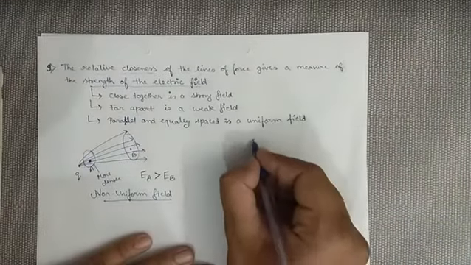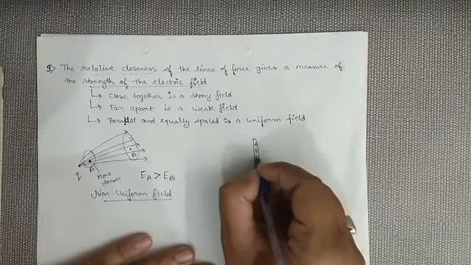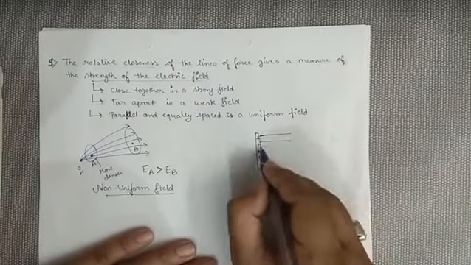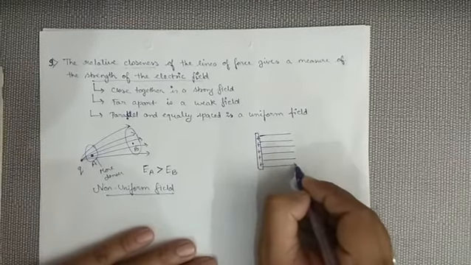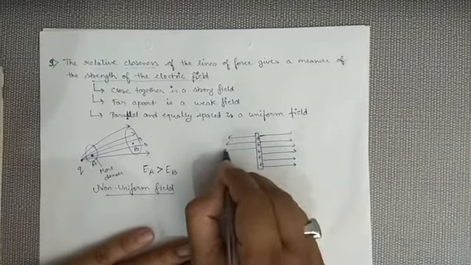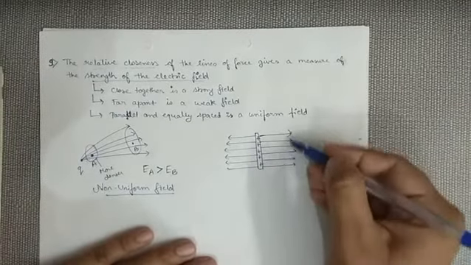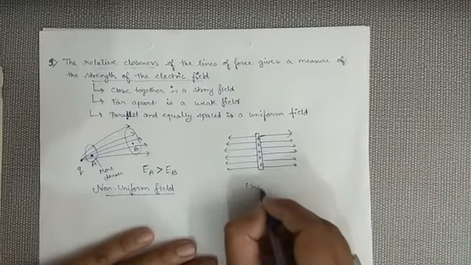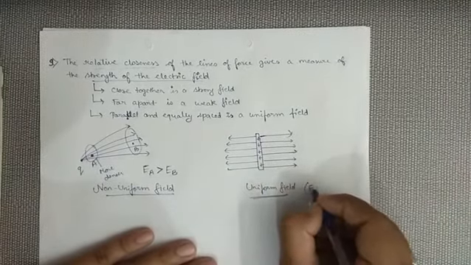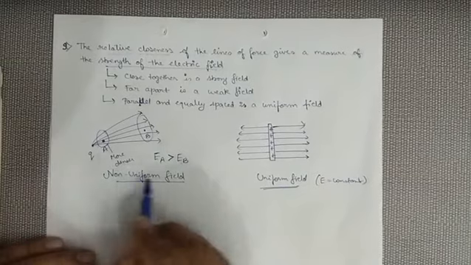But suppose I take a positive charged plate. In this case, the electric field lines will be parallel and equally spaced on both sides. Such a kind of electric field where the lines are parallel and equally spaced is known as a uniform field. In this uniform field, E remains constant; the value of E does not change. But in this type of non-uniform field, the value of the electric field changes.